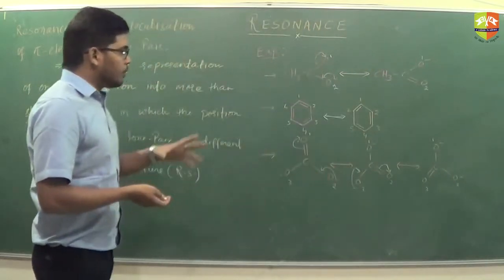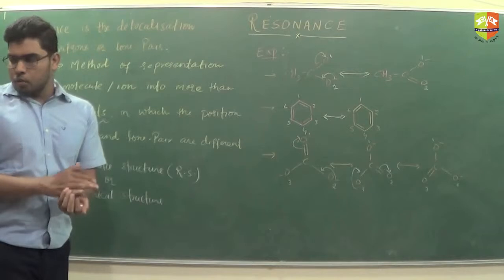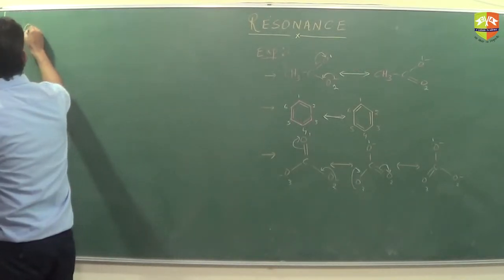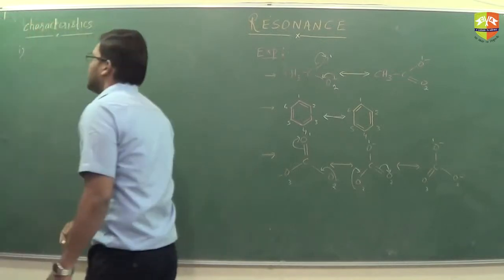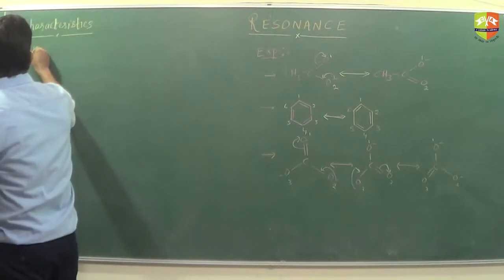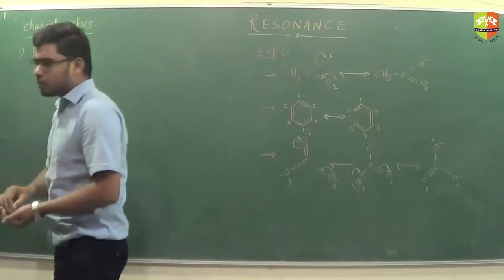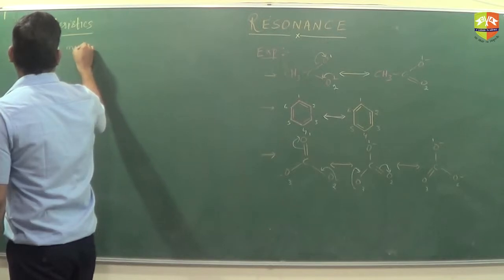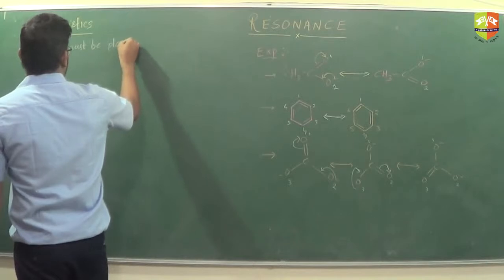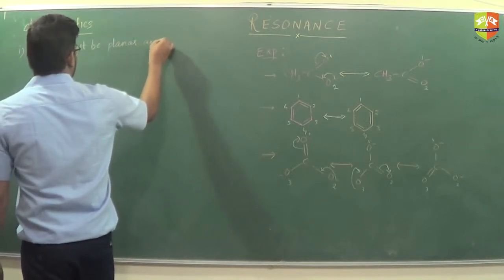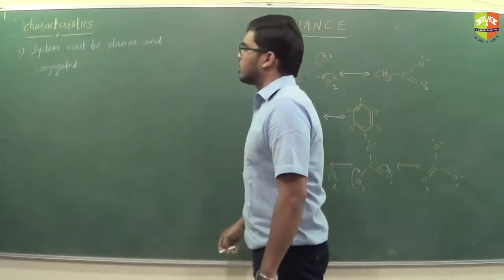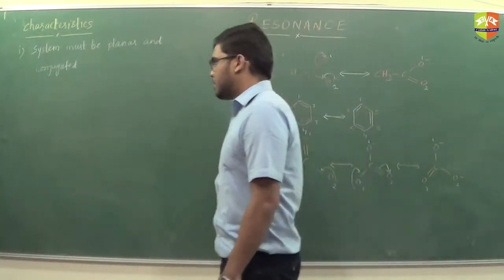So we'll come to this example again. First let me write what all the characteristics of resonance we have. First characteristic: the molecular ion, whatever it is, must be planar. I'll write down: system must be planar and conjugated. We'll discuss what this conjugated system is later on, after this.